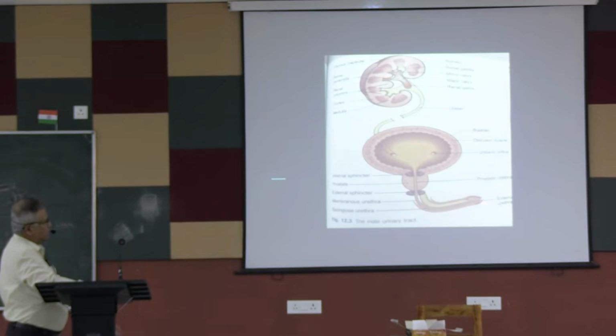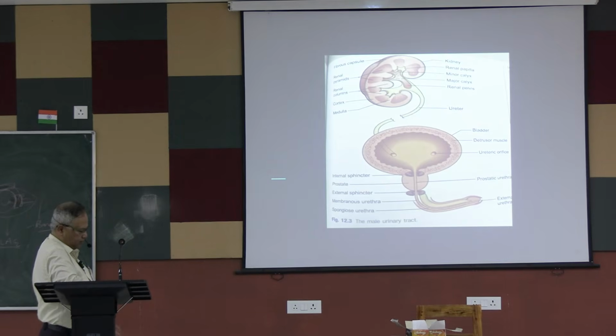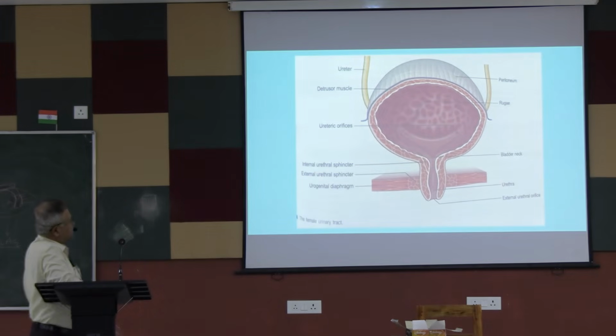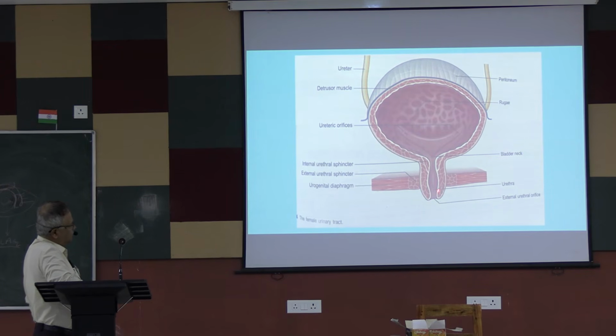This is the internal urethral meatus, this is the external urethral meatus. So, this is grossly the structure of the urinary tree. A bit larger picture of this: again, the ureter, the detrusor muscle, the fibrous capsule, these are the ureteric orifices, the internal bladder neck level, the internal urethral meatus, the spongious part, and the external urethral meatus.